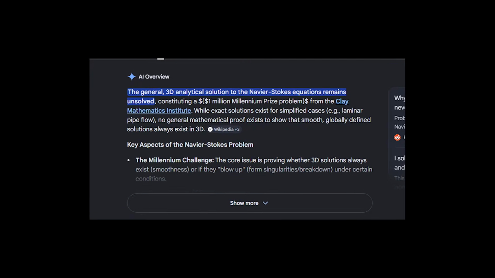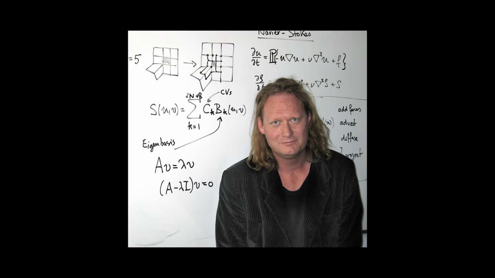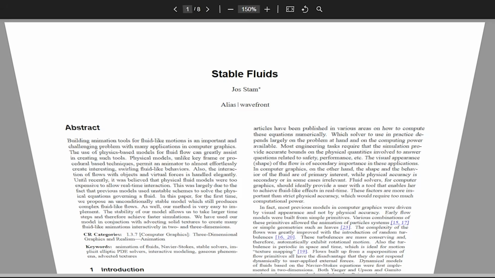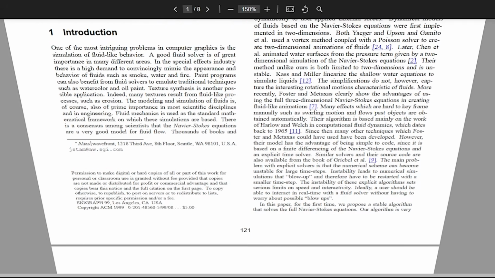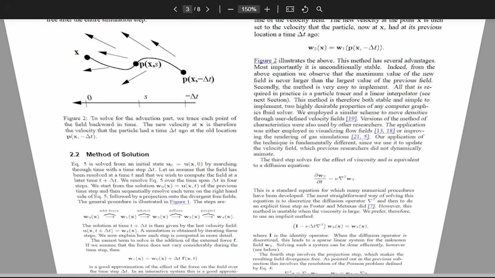Now, obviously, I wasn't about to solve this equation perfectly, and frankly, I don't think I have the skills to be able to. But, thankfully, in 1999, a researcher named Jos Stam introduced a method that made real-time fluid simulations possible. He published an amazing research paper called Stable Fluids that I religiously followed to make the simulation.